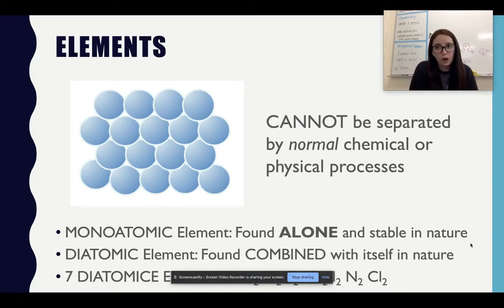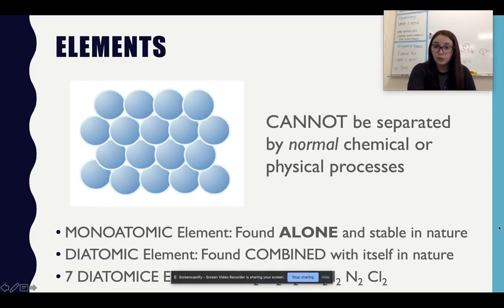A lot of these are going to be changed in a lab and in very, very ideal situations, ones that we could not replicate here in the lab, unfortunately. But they cannot be separated by normal means. So they can, it's just difficult. But there are two types of elements that you need to know, and that is monoatomic, which are found alone and they're stable in nature.